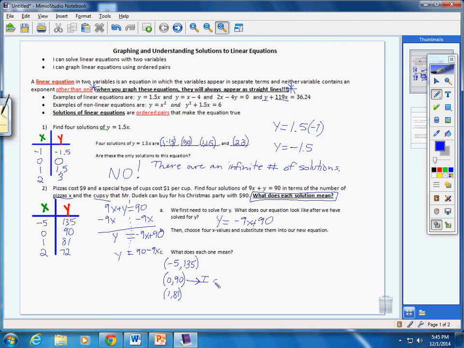I could buy, doesn't mean I'm going to, doesn't mean it's the best idea, but I could buy 0 pizzas and 90 cups. Be a pretty lame party if I just had 90 cups and no pizzas. Okay, maybe you now know what this solution represents. Since our x value is 1, that means I purchase 1 pizza, and with my leftover $81, I could buy 81 cups. So it's the same answer as above, except for it's, I could buy 1 pizza.